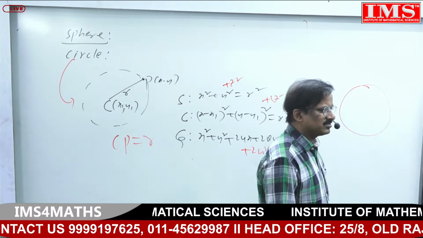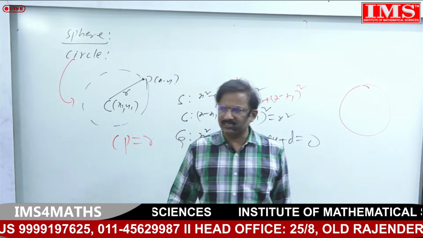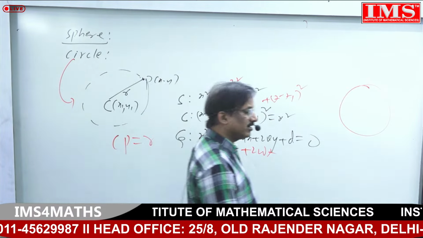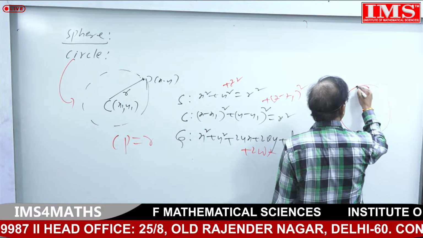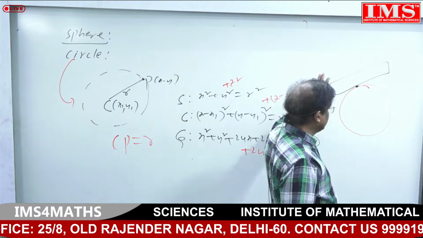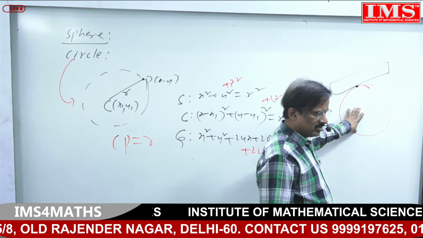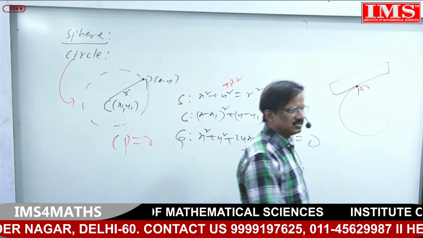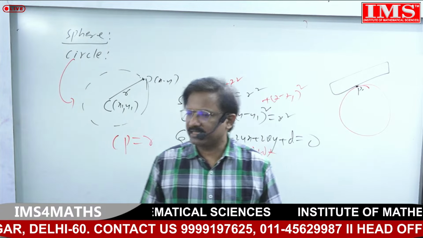In the case of the circle, you find a what? Tangent line. In the case of the sphere, you can find a tangent plane at any point. What is the meaning of the tangent plane? You can say it is the plane which touches the sphere at exactly one point, and such a plane is known as a tangent plane.